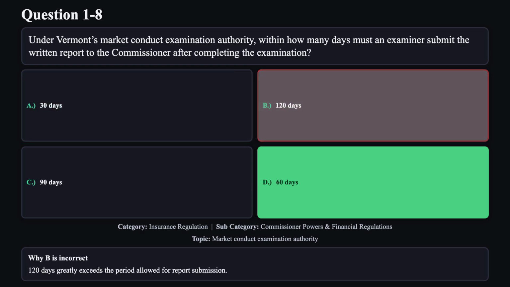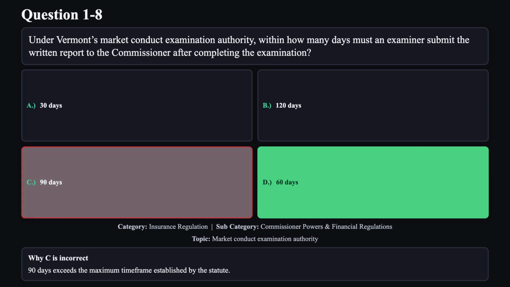Reason B is not correct. 120 days greatly exceeds the period allowed for report submission. Reason C is not correct. 90 days exceeds the maximum time frame established by the statute.